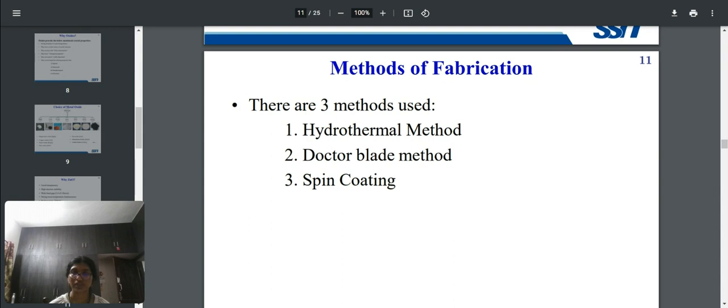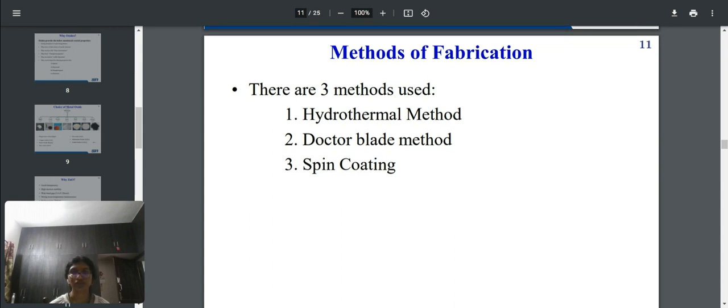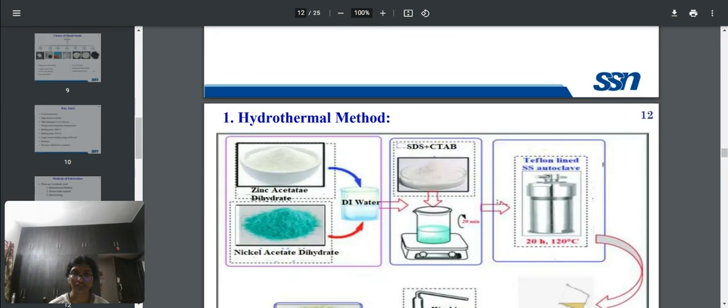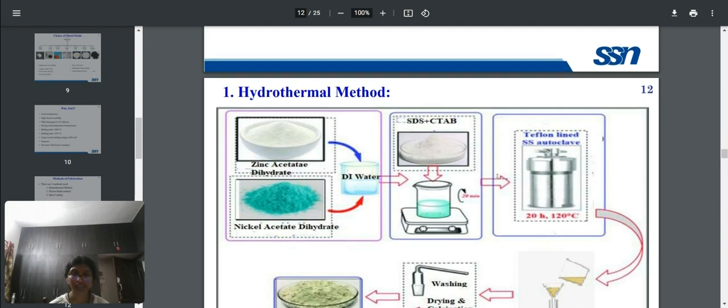There are three different methods for the fabrication of the humidity sensors, being hydrothermal method, doctor blade method, and the spin coating method. Hydrothermal method is used for generating ZnO crystals of desired structure. Zinc acetate dihydrate and nickel acetate dihydrate of 0.5 grams is mixed with 60 ml of DI water, and then the novelty of this method, surfactants, is going to be added.